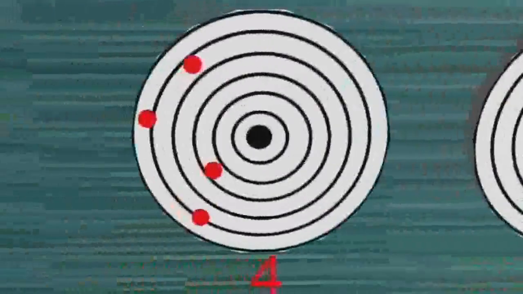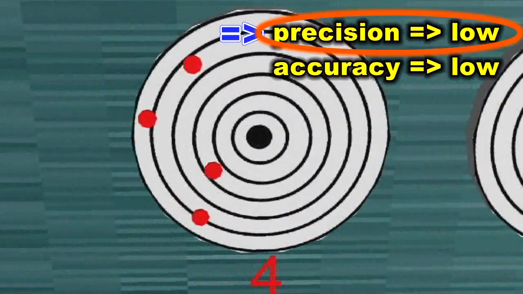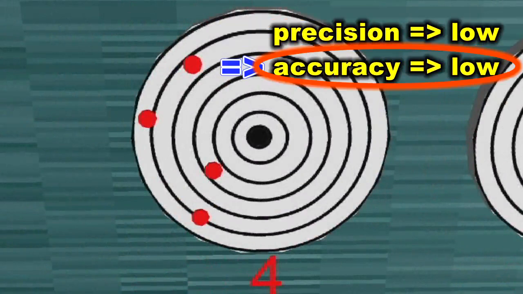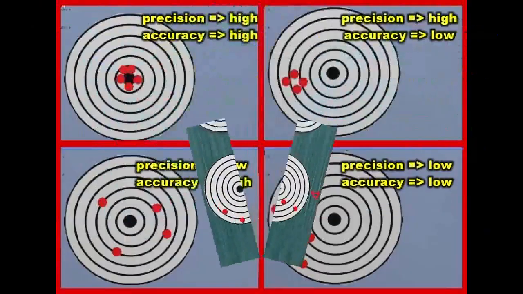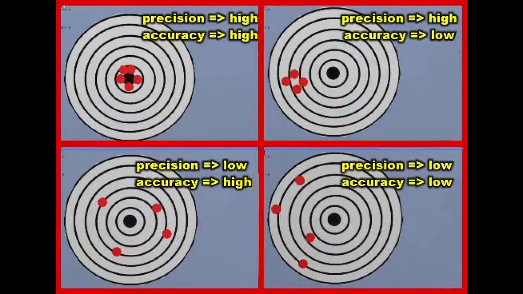Fourth person. The bullets are not close to each other and are far apart, so the precision is low. The bullets are also far from the target, and on average they are close to another point, so the accuracy is also low. Seeing 4 results at the same time helps to learn more.